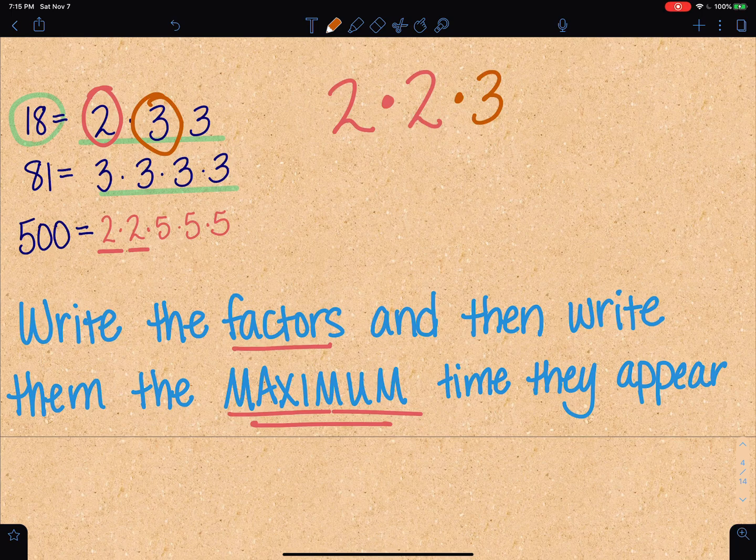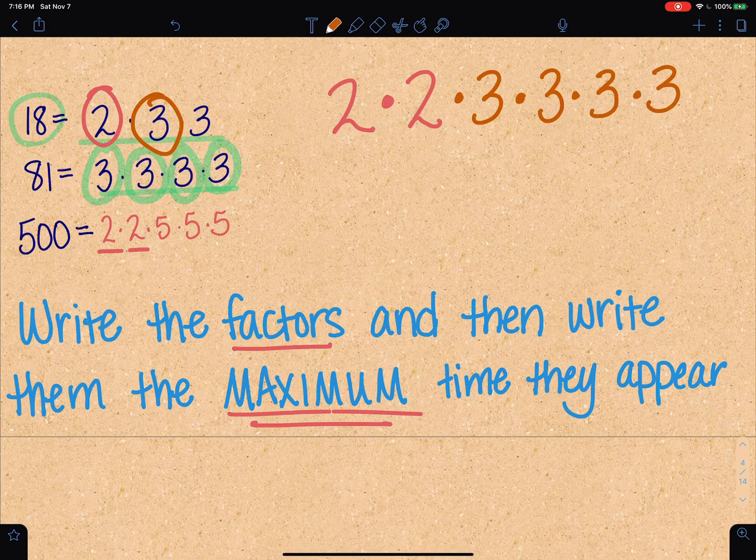But I do have to write it down the maximum time it appears in any factor. So here I see it 1, 2, 3, 4. So I have to write it in my other list over here 4 times. So I wrote it once, 2, 3, 4.